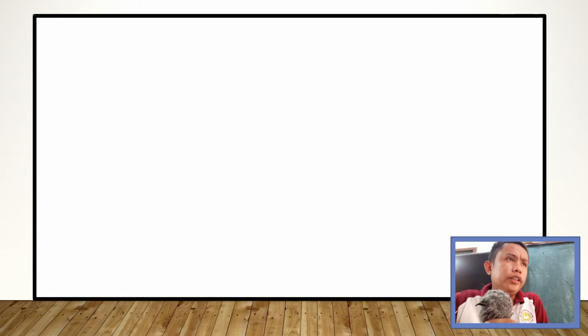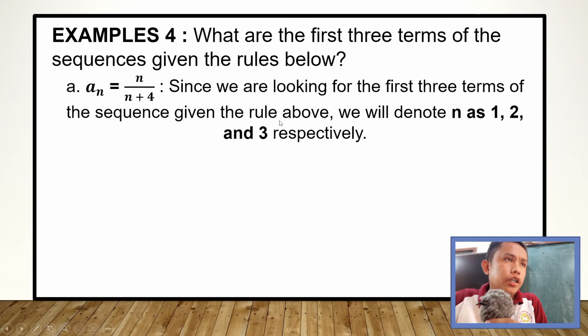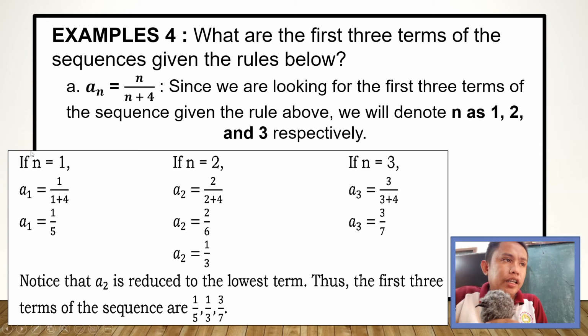Now let's continue with example number 4. Okay, now we're going to talk about fractions here. So, n all over n plus 4. Pansin niyo, dalawa po yung n natin, kaya dalawa din yung papalitan natin. And let's continue with the solution. So, n equals 1. That will become a 1.